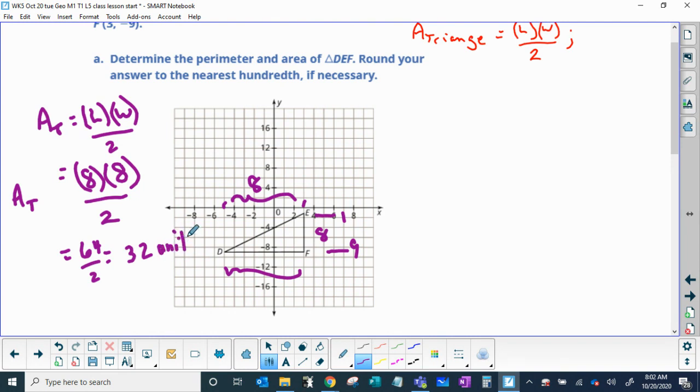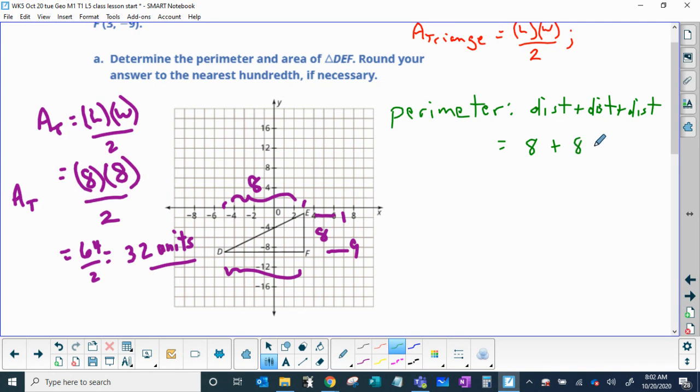Cool. But now comes the hard part. We need perimeter. Well, in order to find perimeter, we need the distance plus the distance plus the distance. Well, we've got two of them, 8 and 8. So we have an 8 plus an 8 plus a question mark. And our question mark is right here. How long is DE?